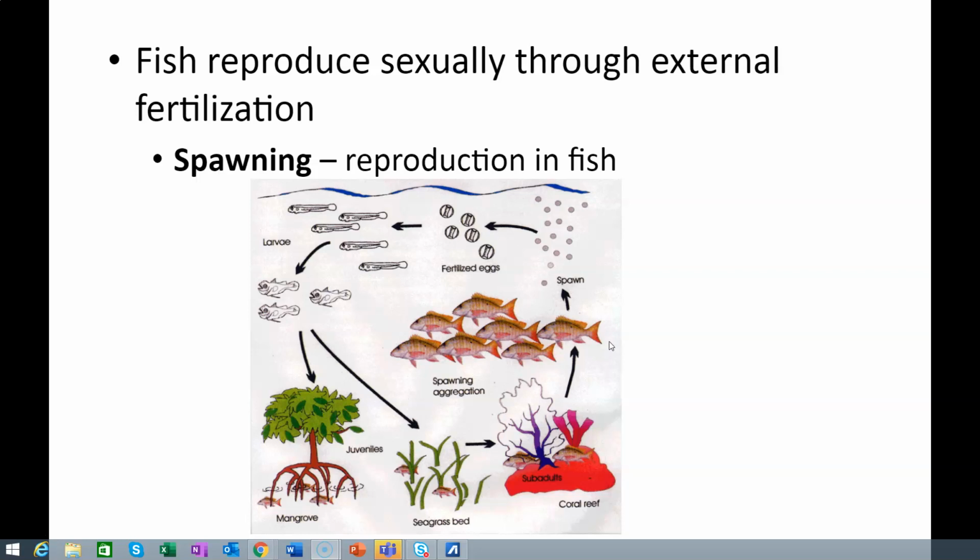A disadvantage of spawning, so as good as it sounds that it's going to keep everything going, there is a disadvantage to it, and one of the disadvantages of spawning is nobody's taking care of the babies. Okay?